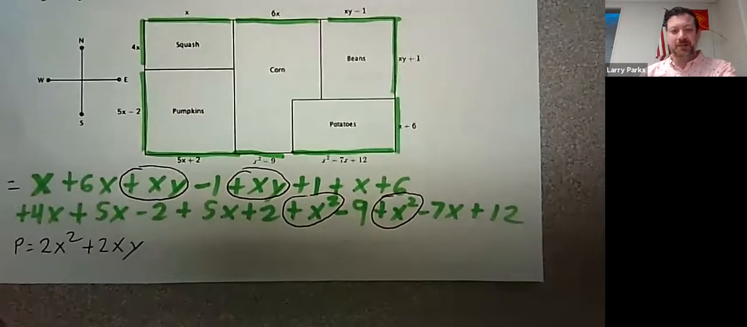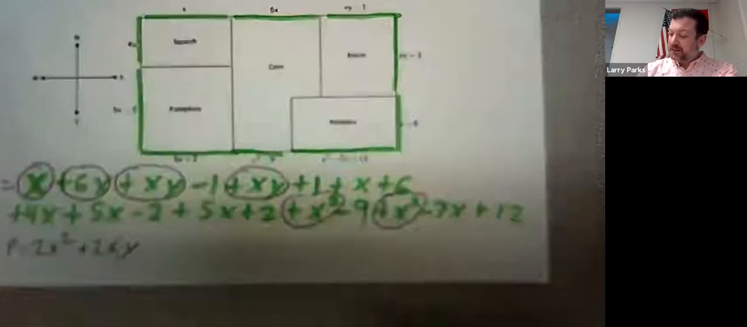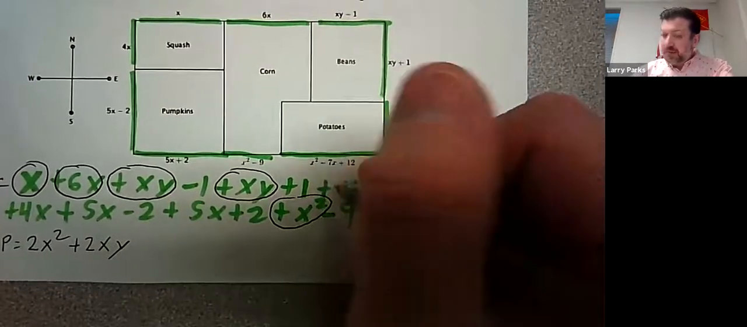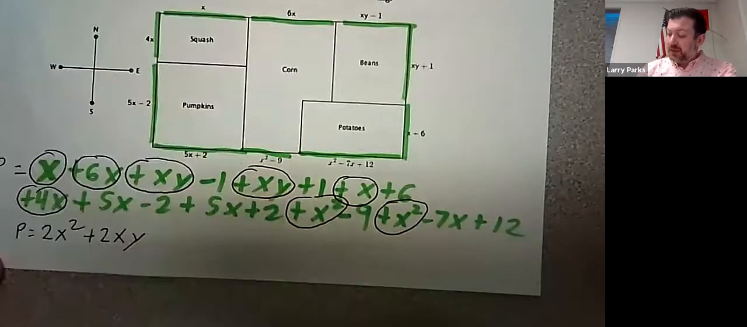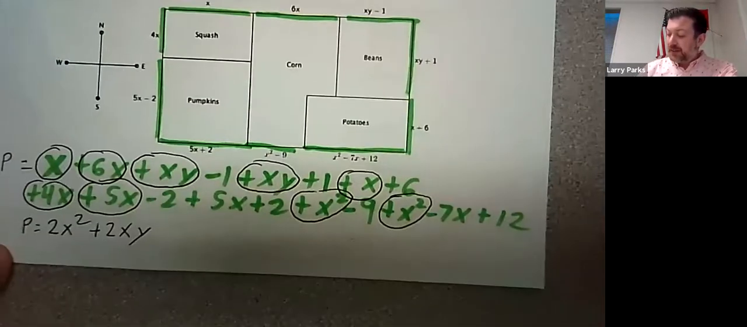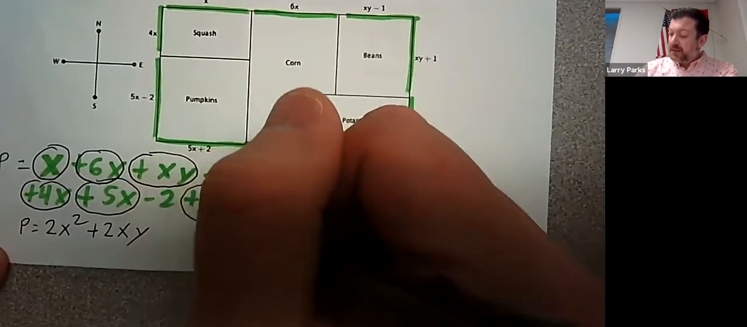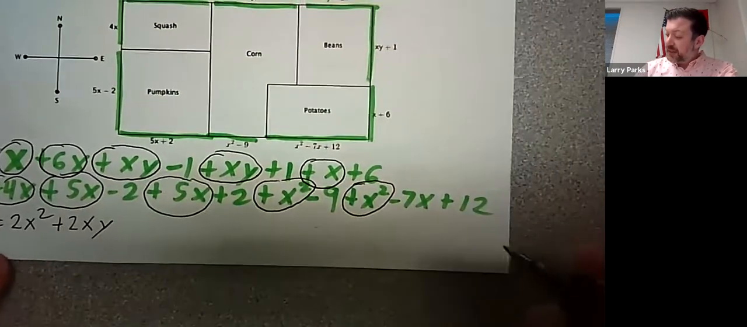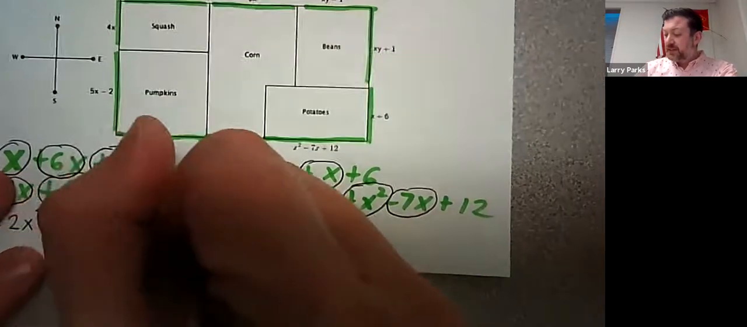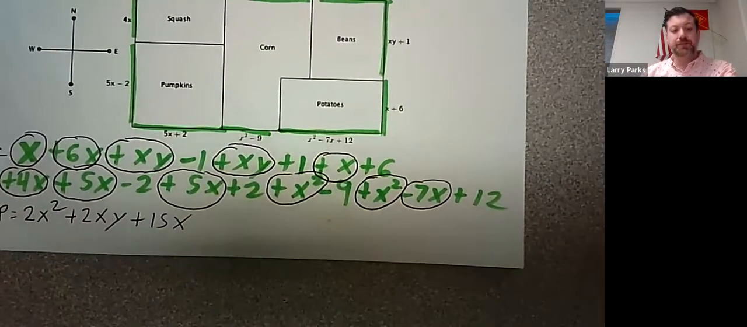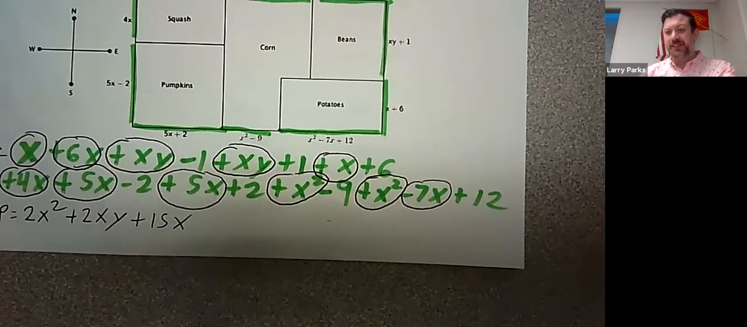Now there's a lot of x terms, so let's do that. We got x, that's one of them, plus 6 of them, 7. Now we're up to 7, plus another one, that's 8, plus 4 of them, that's 12, plus 5 would be 17, plus 5, 22, and then we're going to take away 7, it's 15x. And notice, circling them as I go, I can make sure I don't forget one.